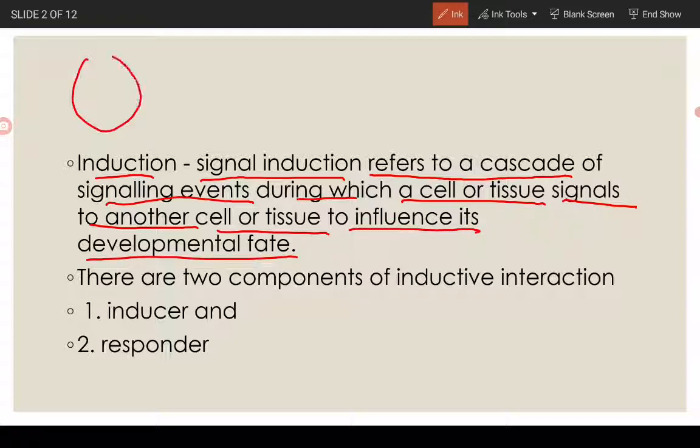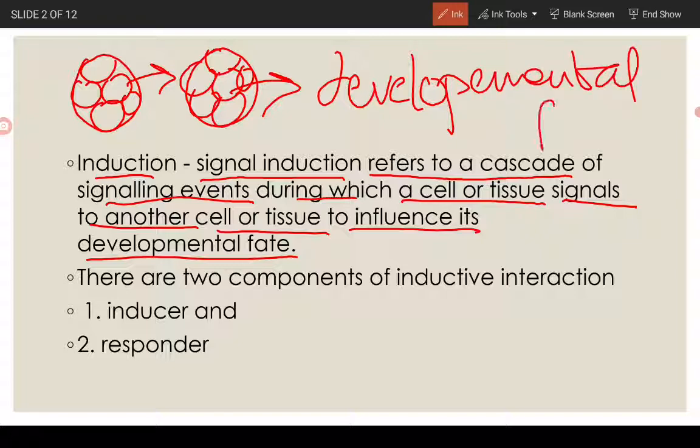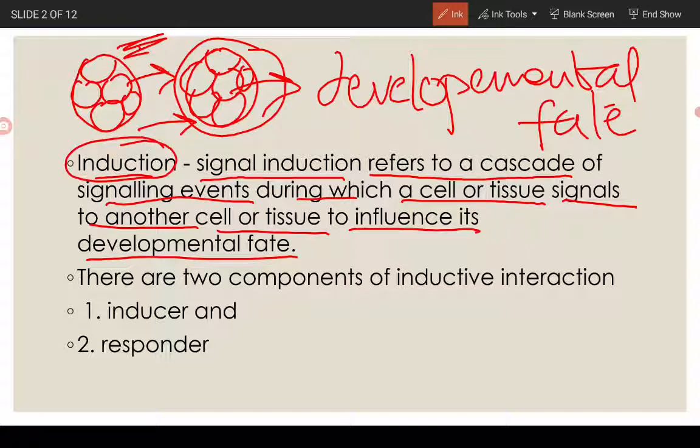For example, if there is a group of cells which produces some chemical factors, growth factors or differentiating factors that go to another group of cells or tissues and influence its developmental fate, that process is known as induction, right?